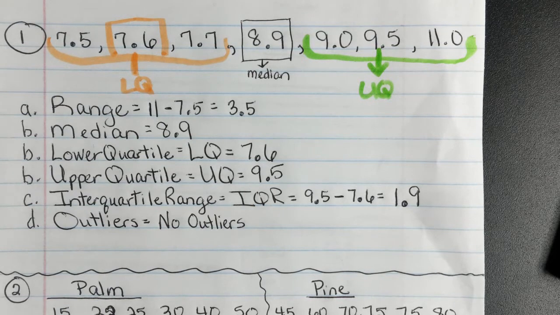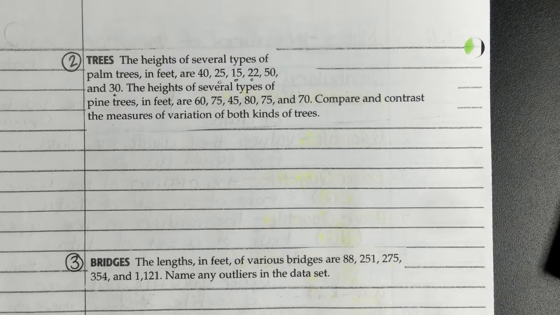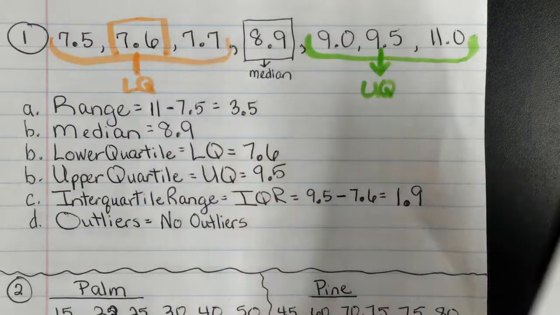Number 2 on the back. You will flip it over. This is what number 2 says. It says the heights of several types of palm trees in feet are 40, 25, 15, 22, 50, and 30. The heights of several types of pine trees in feet are 60, 75, 45, 80, 75, and 70. Compare and contrast the measures of variation of both kinds of trees. Ooh, okay. So there's 2 sets here. We got to do everything we just did on each set of data. Now, to be honest, I have already kind of started number 2.